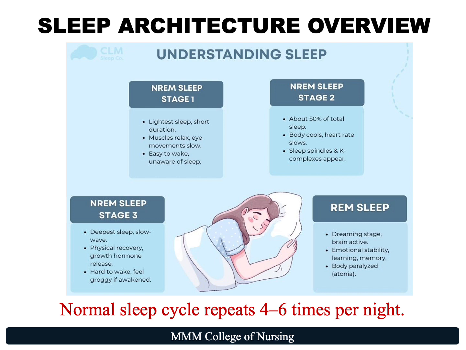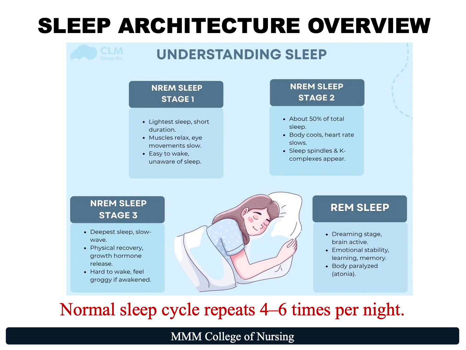For understanding why a polysomnography has to be done, one has to understand the stages of sleep. The first is NREM sleep stage 1, that is non-rapid eye movement. Here, it is the lightest sleep of short duration, the muscles relax and the eye movements are slow. It is easy for the person to wake up and the person is unaware of the sleep.